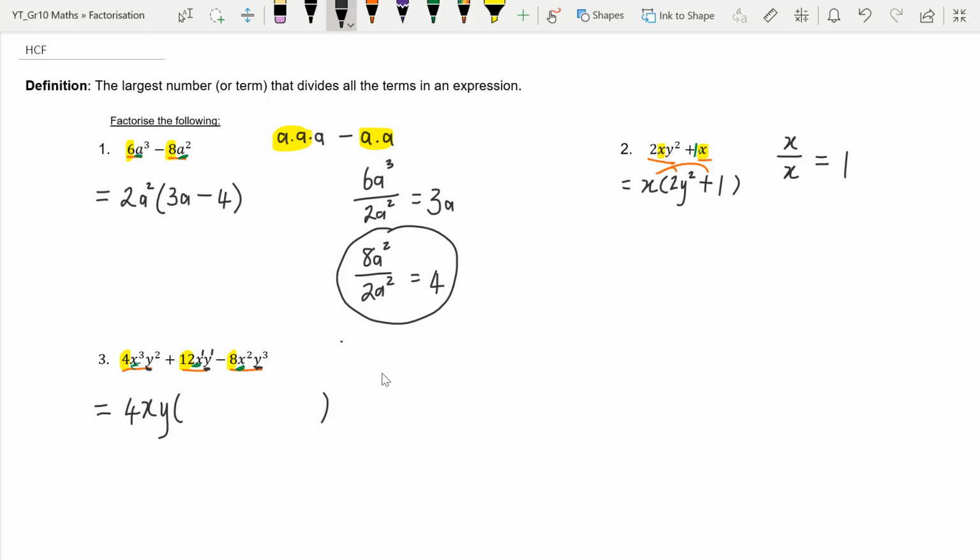What will be left in the first term? Well, remember, it's like saying this. There's our first term, and we divide it by the common factor. We'll be left with x squared y.